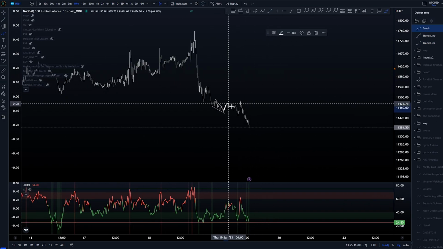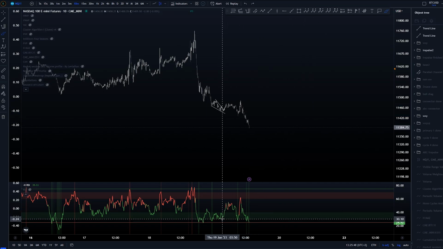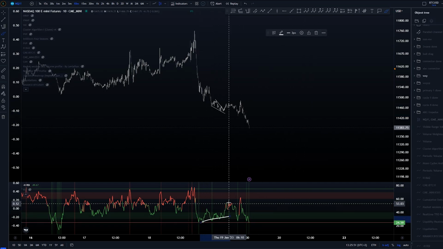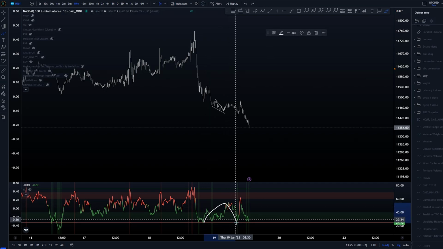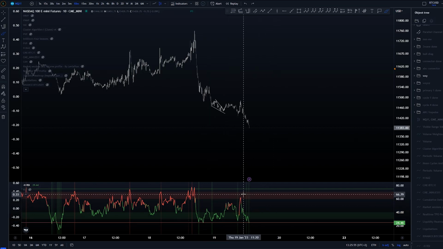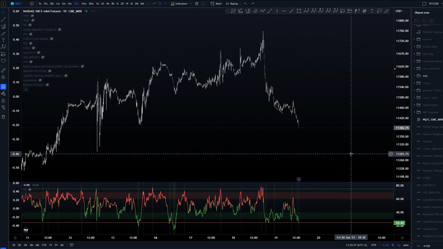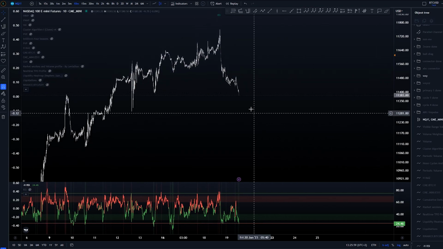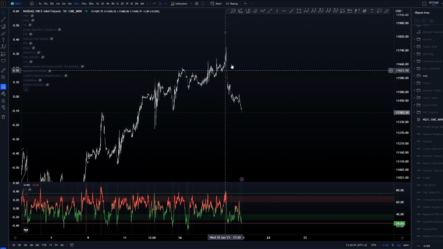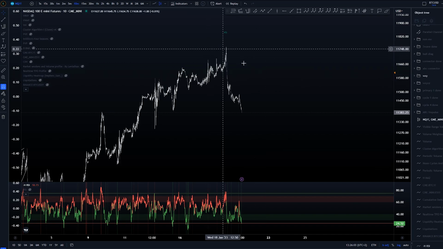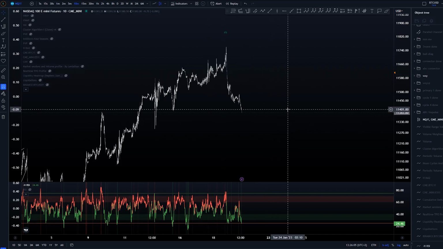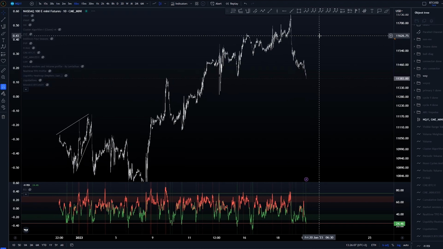That would allow us to create a three-wave structure in here, which would in turn, with the divergence created and the reset of RSI, give us another potential move downwards already. So we'll see, of course, how that is going. I've been short on this for quite some time, and hopefully I can turn that position around.